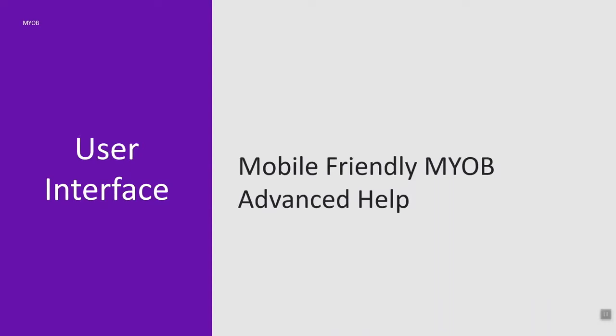There are two new changes in the user interface area. The first change is the ability to view the in-product help on the mobile device. This will be very useful for field staff who need to be on their feet all day and have limited access to the desktop version of MYOB Advanced. When using MYOB Advanced on a mobile device, users can now access the in-product user guide as well.